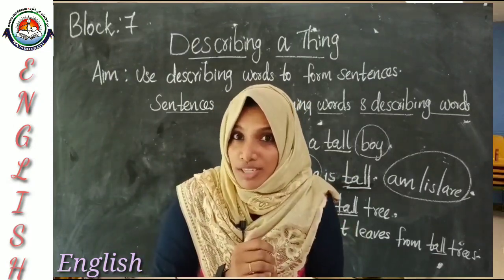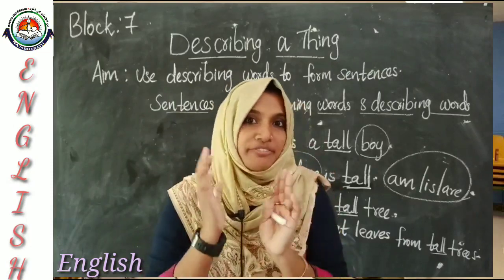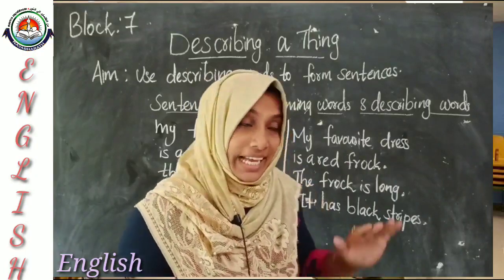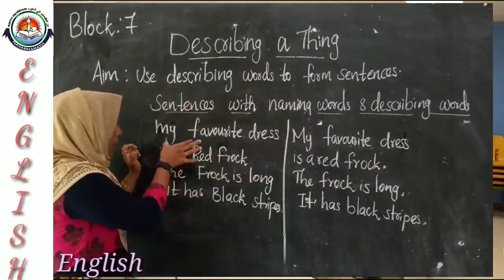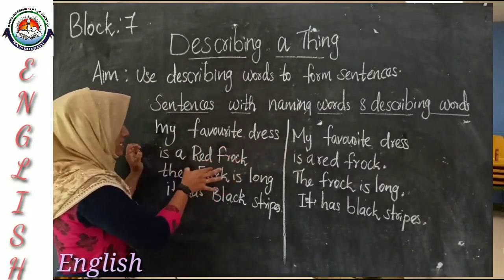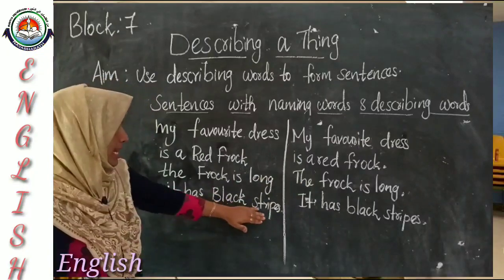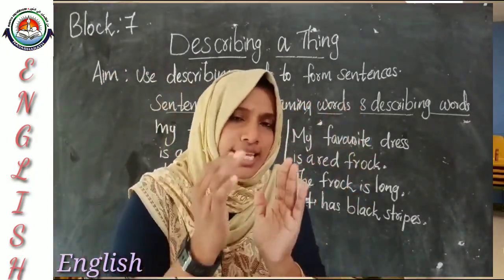No, we have found some qualities of Pranav, right? So these describing words tell us more information about the naming word, about the noun. Then here I have written some more sentences on this board. Look at this board here. My favorite dress is a red frock. The frock is long and it has black stripes. So in this side also, I have written the same sentence.